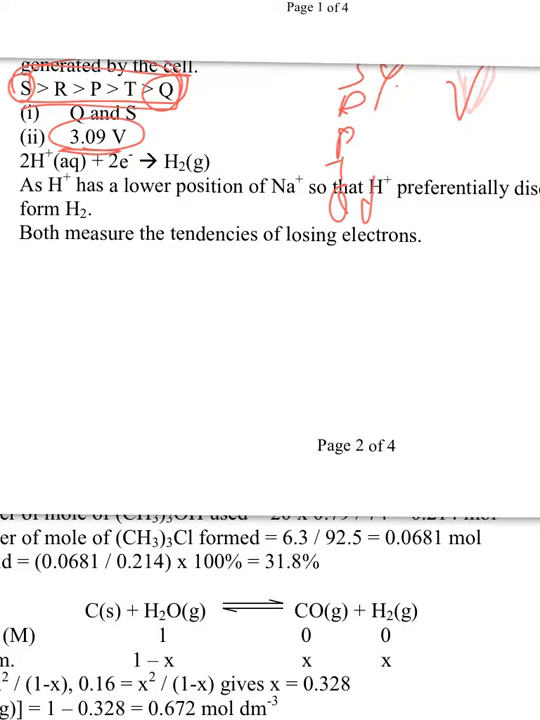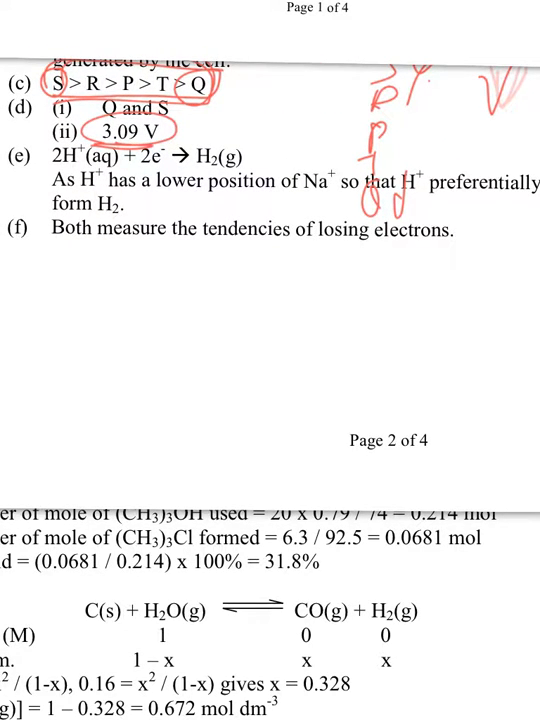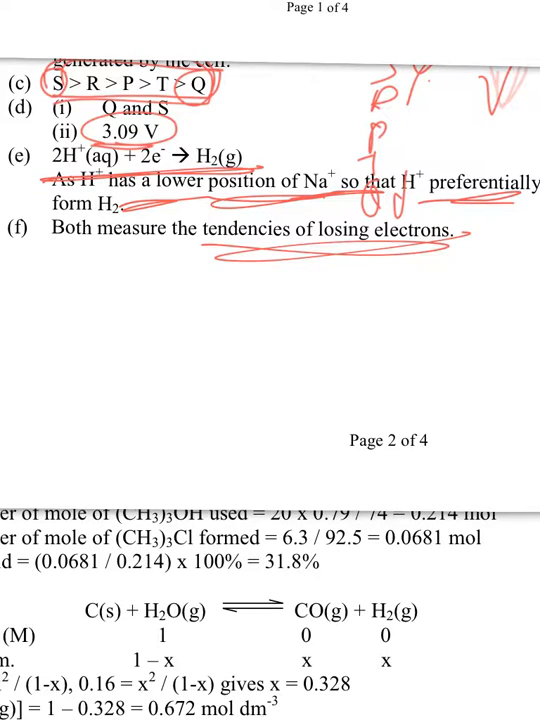Write the half equation and explain the answer. Hydrogen first reacts to form hydrogen gas. Why? Because hydrogen has a lower position than Na plus. It is preferentially discharged. Remember this word. And lastly, the measurement of this ECS, similar to the chemical reactivity series, is due to the tendency of losing electrons. That means it can be easier to release electrons or not. And this is question number 4.